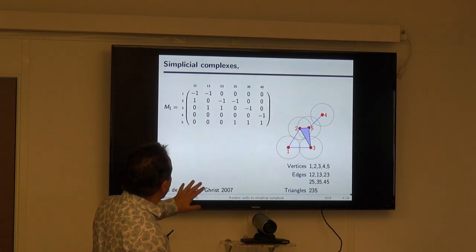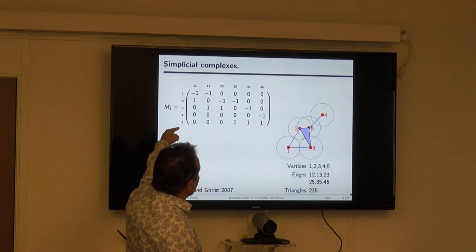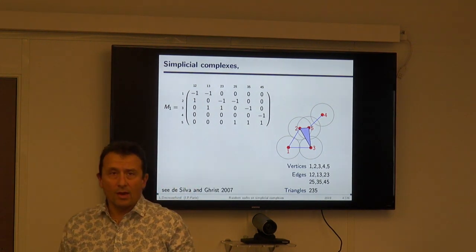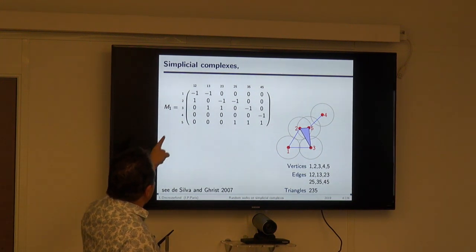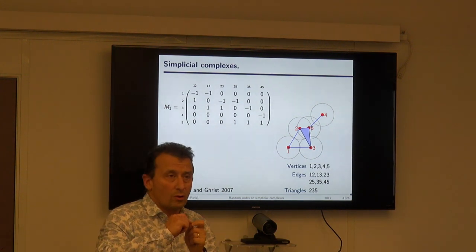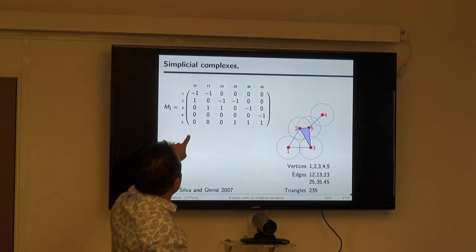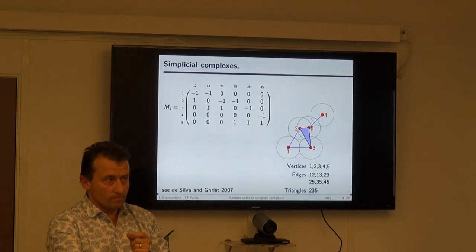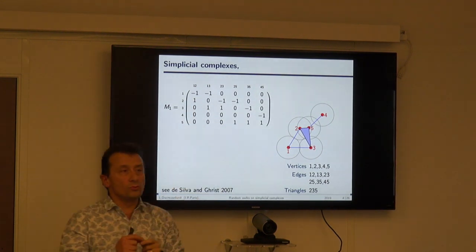So how do you put an algebraic structure on that? Consider that you have five vertices, you have six edges, and you consider a sort of adjacency matrix. For the edge 1, 2, that means that you have an implicit orientation on 1, 2. It goes from 1 to 2. So you leave 1, so you put a minus 1, and you arrive in 2, so you put a plus 1. On 1, 3, you leave 1, so you put a minus 1, and you arrive in 3, so you put a plus 1.